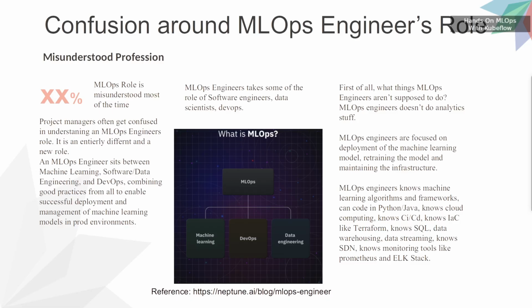They also know cloud computing, CI/CD, CT, infrastructure as code. Sometimes you will need that, like Terraform. They know SQL, data warehousing, data streaming. It depends on the infrastructure you are working on. And they also know monitoring tools like Prometheus and ELK stack. Prometheus and Grafana are important. ELK is also important.